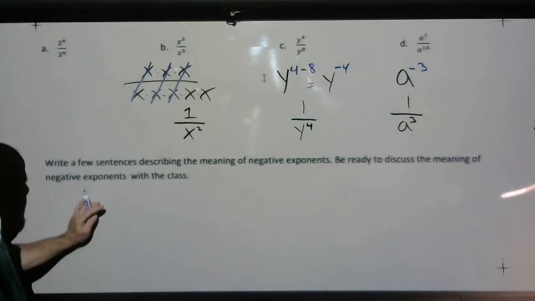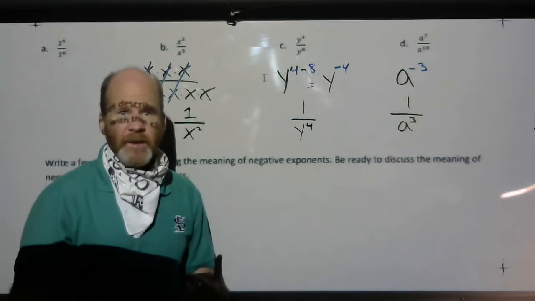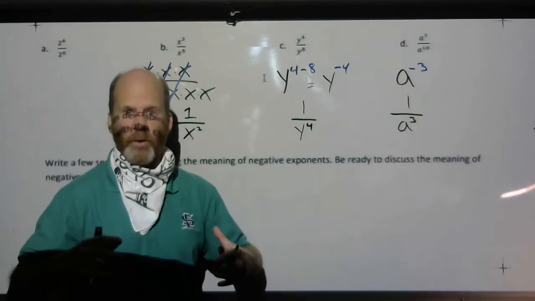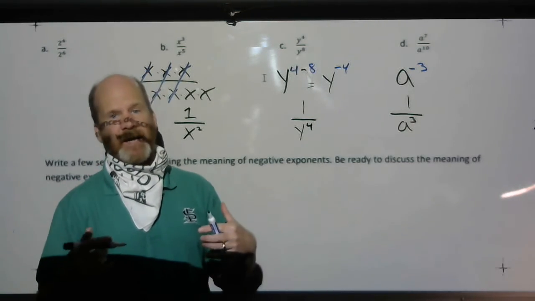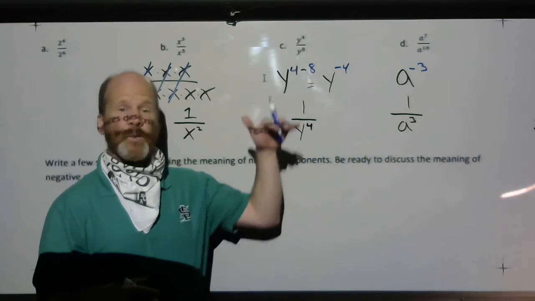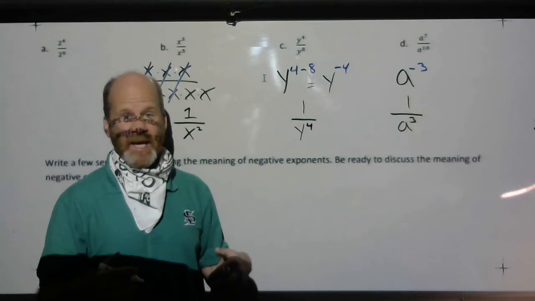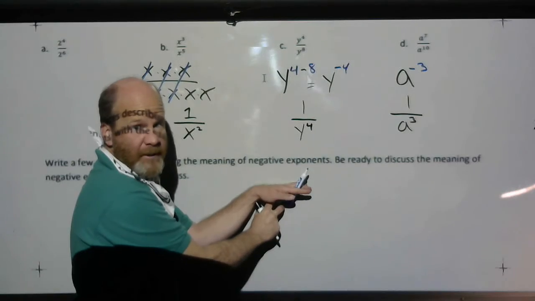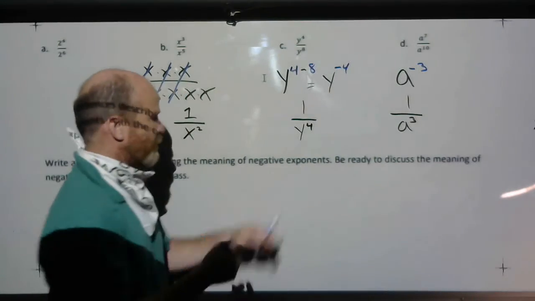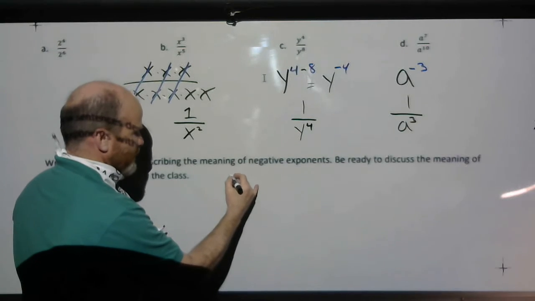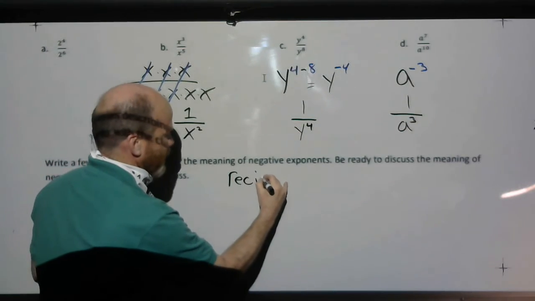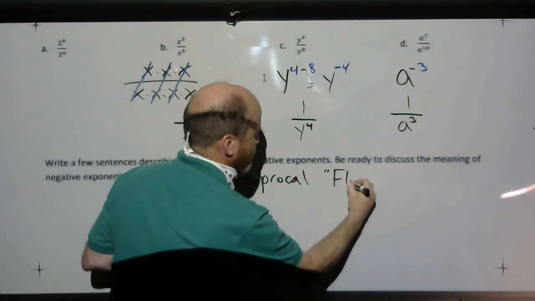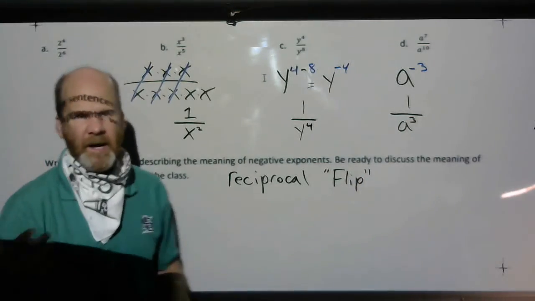So to summarize this right here, in a few sentences, when we have a negative exponent, what we are getting is the reciprocal. We're getting a flip of that exponential expression, and you're writing it as 1 over. So anytime you see a negative exponent, if the negative exponent is in the numerator, we're going to move it down to the denominator, and vice versa. If it's in the denominator, we're going to move it up here. So basically the word that I'd like to use is reciprocal, or a flip. That's really what we're looking at when we're talking about negative exponents.